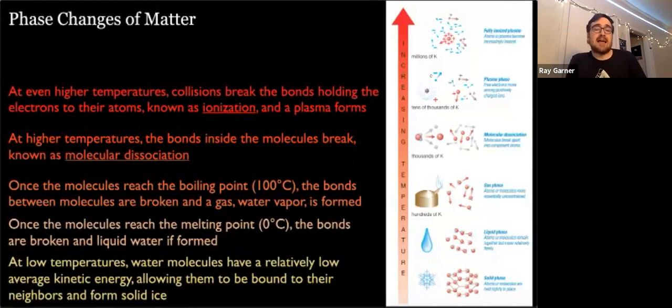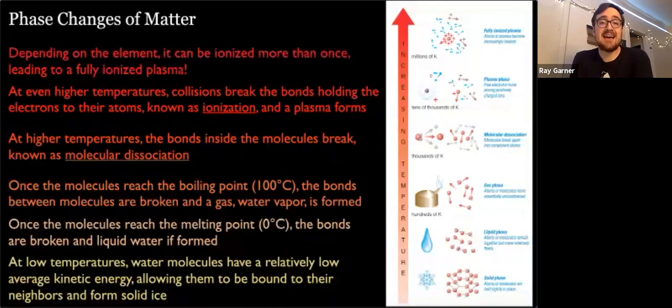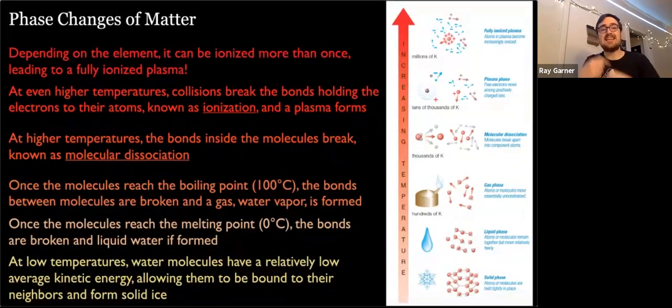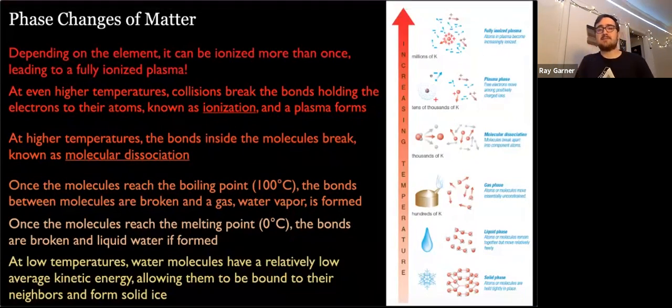A plasma is commonly called the 4th state of matter because light interacts differently with the plasma than it does with a solid, liquid, or gas. So we tend to call this the 4th state of matter. At this temperature, definitely inside stars. Stars are made of plasma. And then depending on the element, it can be ionized more than once, leading to a fully ionized plasma, millions of degrees. So what do I mean by ionized more than once?